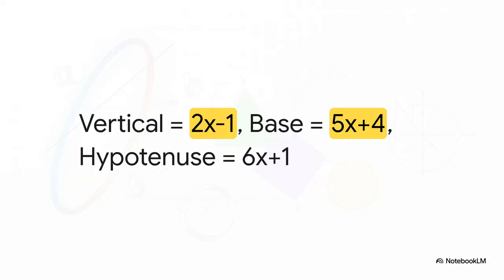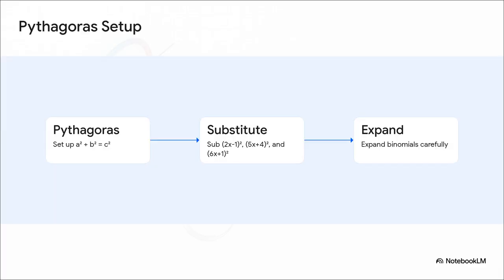Okay, let's isolate part A. We are presented with a right-angled triangle. The vertical side is 2x minus 1, the base is 5x plus 4, and the hypotenuse is 6x plus 1. Now, the exact second you see a right-angled triangle with algebraic side lengths in an exam, an alarm bell should be ringing in your head shouting, Pythagoras' theorem. Let's see exactly how this builds our equation.